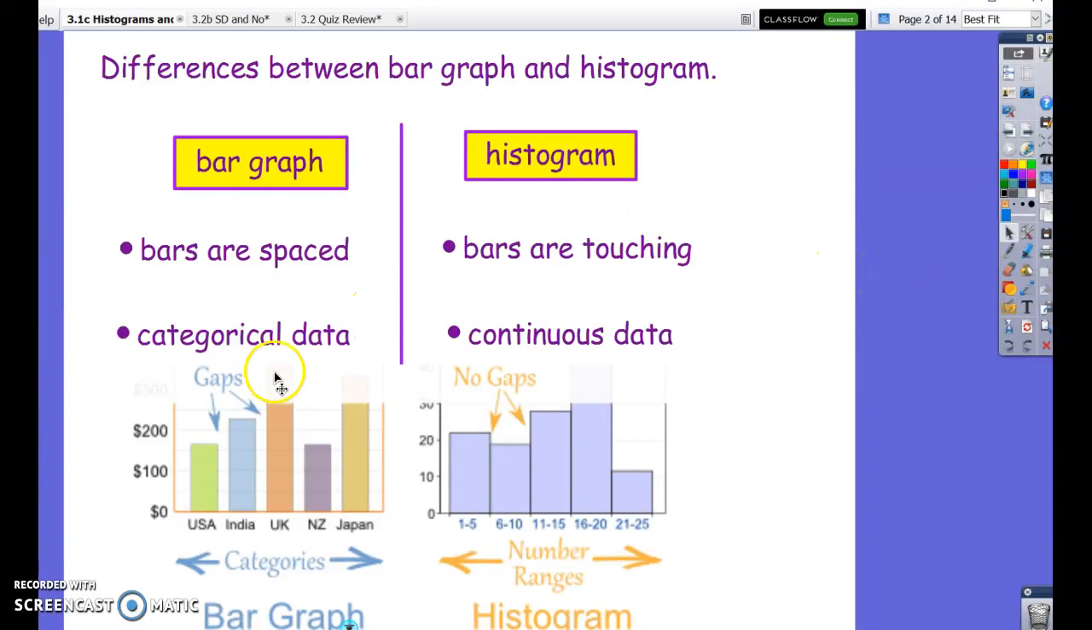The other difference is bar graphs talk about categorical data, so the USA, India, UK, whereas again, histograms are going to have continuous data. They're going to be using those ranges.